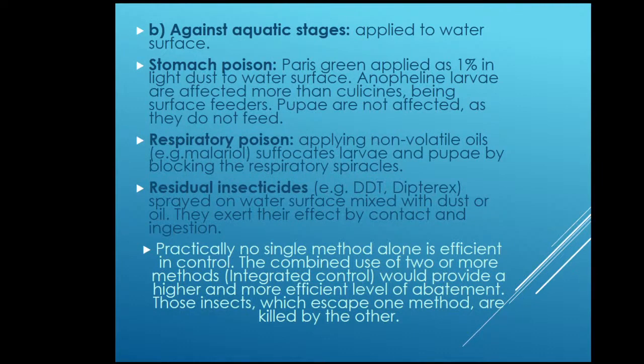Using different poisons against larvae of mosquitoes. The pupae are not affected because they don't feed. Respiratory poisons: applying non-volatile oils on the surface of water, which prevent the breathing of larvae and pupae by blocking the respiratory spiracles and breathing siphons. Residual insecticides such as DDT, Dipterex, are sprayed on the water surface mixed with dust or oil.